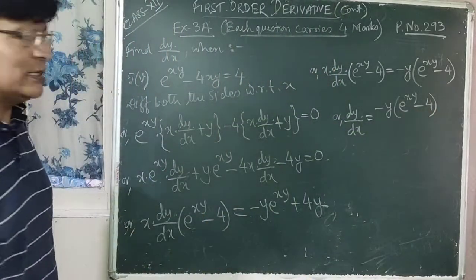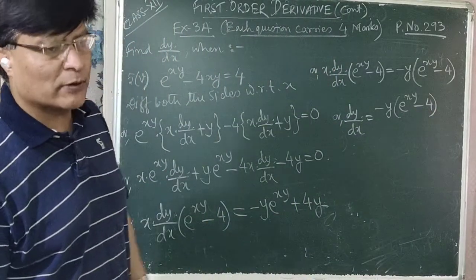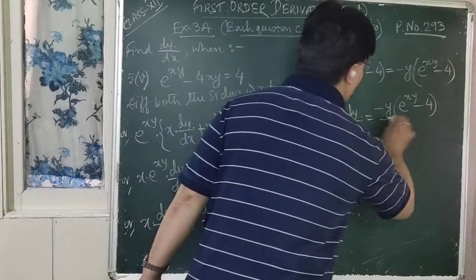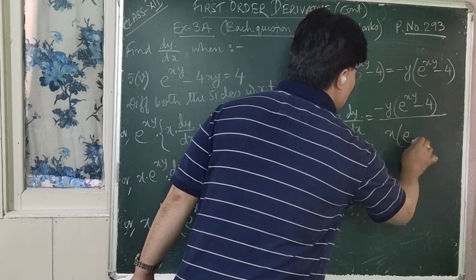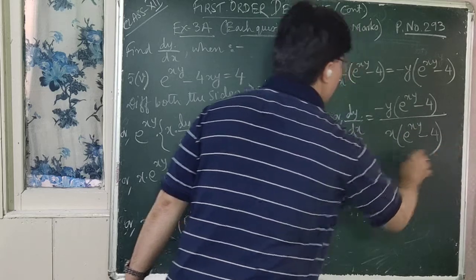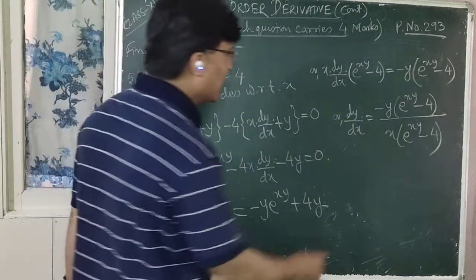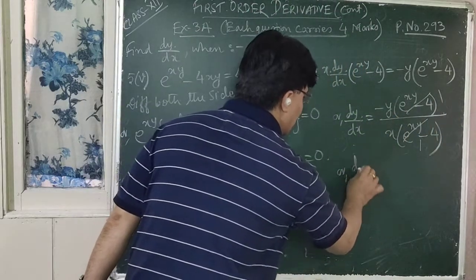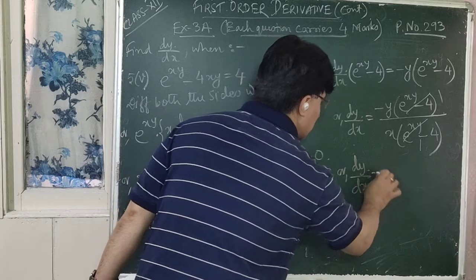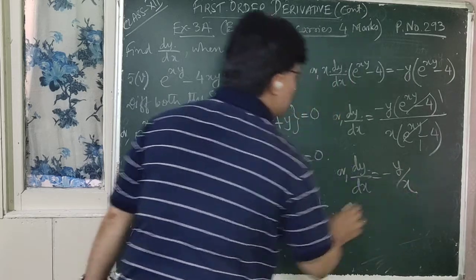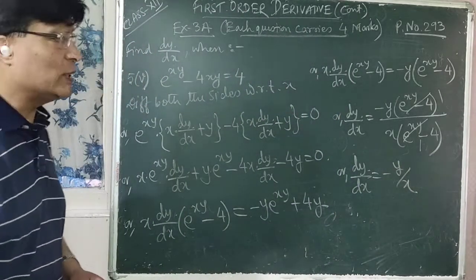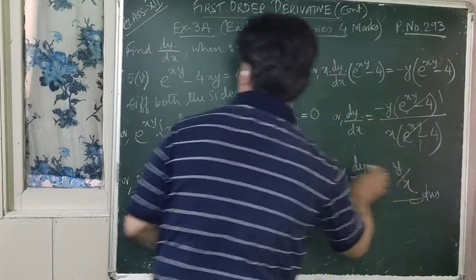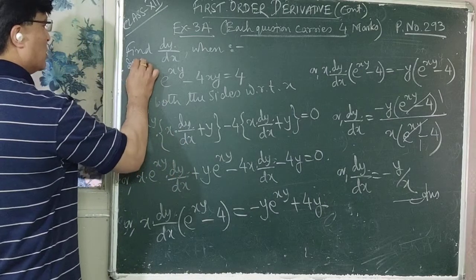When this, that is the term x within bracket e to the power xy minus 4, goes to the right hand side, you should write it in the denominator, that is, whole divided by x into e to the power xy minus 4. Right? So you can cancel here. This is 1. So what is the final answer? dy by dx is equal to minus y by x, which is in the simplified form. So this is the answer. This is a very, very important question.